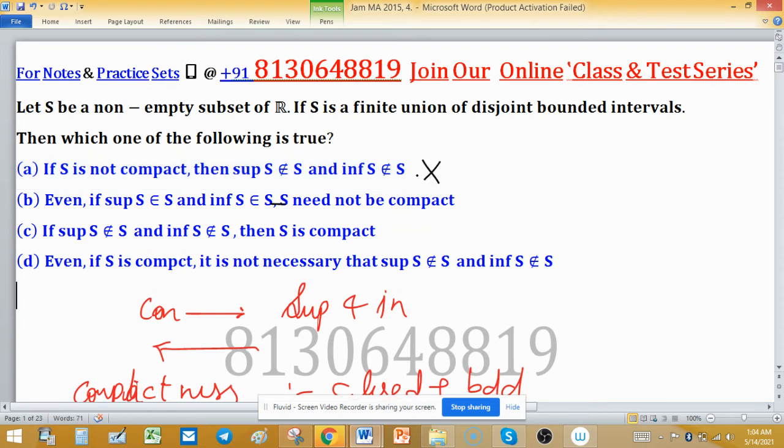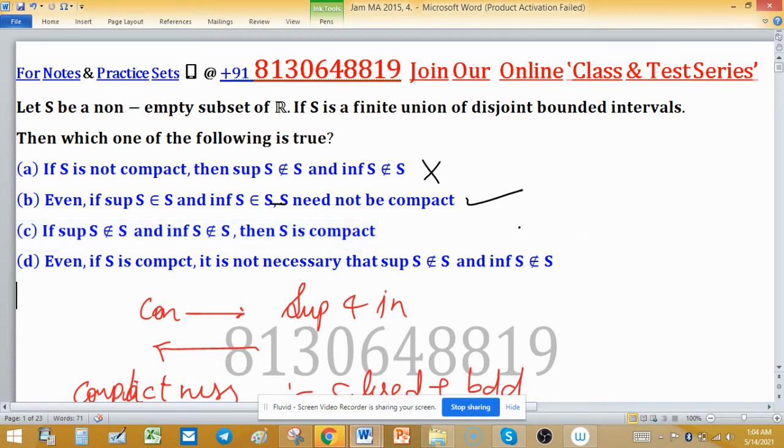Even if the supremum and infimum exist in set S, S need not be compact. The supremum and infimum exist, and S need not be compact. It is true because 0 is the limit point, but 0 is not in S. So this statement is true. Now the next statement: if the supremum of S is not in S and the infimum of S is not in S, then S is compact.